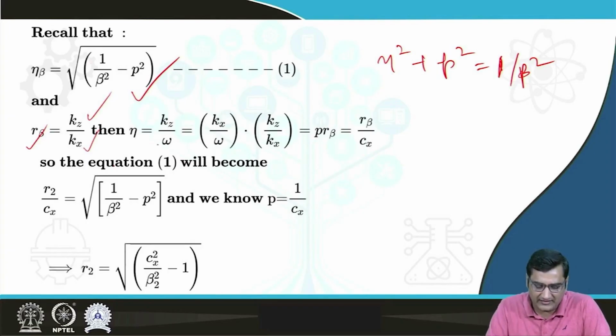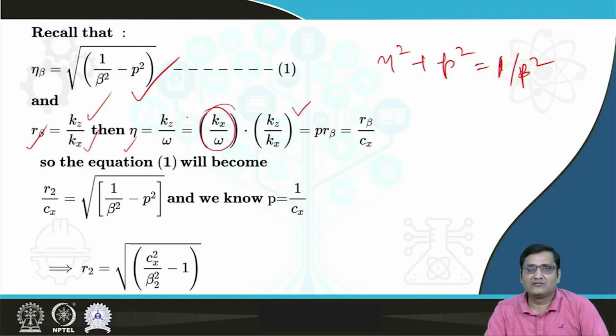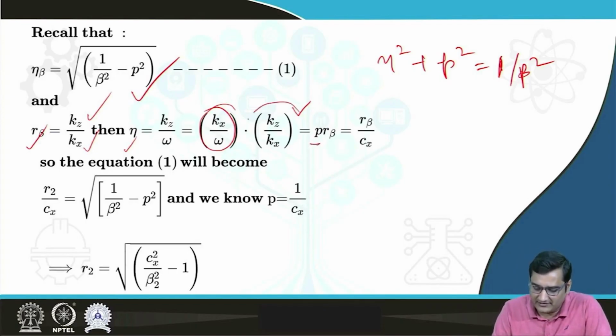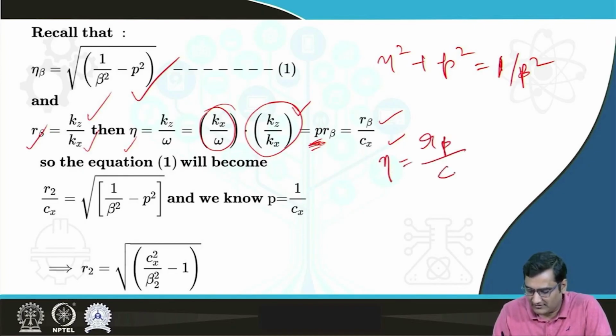Then you can see that eta is kz by omega, which we have seen in the previous lecture, and that will be equal to, when you multiply the numerator and the denominator by kx, this expression. This is your small p, that is the horizontal slowness, and this thing is your r beta. So basically you can also write p as 1 by cx. So this thing will become r beta by cx. That means this eta is equal to r beta by cx.